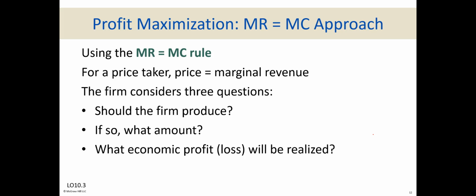Now, the second approach to profit maximization is the rule where MR equals MC. To maximize profit, firms should produce where marginal revenue equals marginal cost. The firm here asks 3 questions. Should the firm produce? What quantity should be produced? What will be the profit or loss?